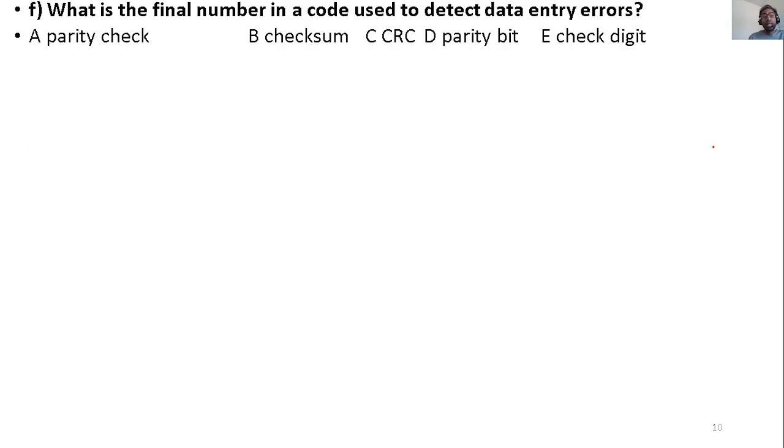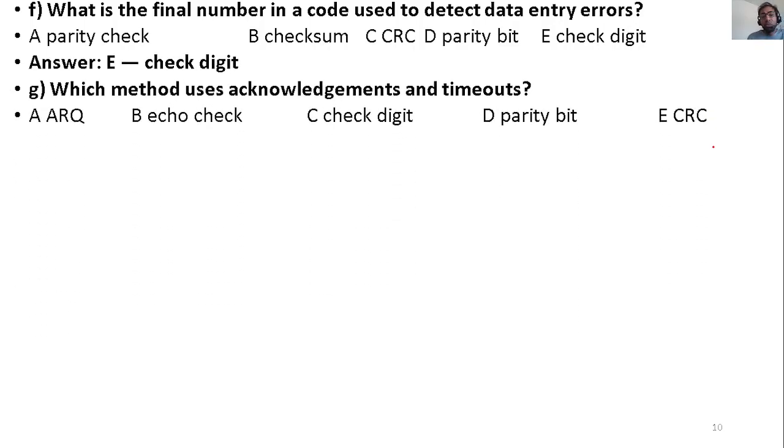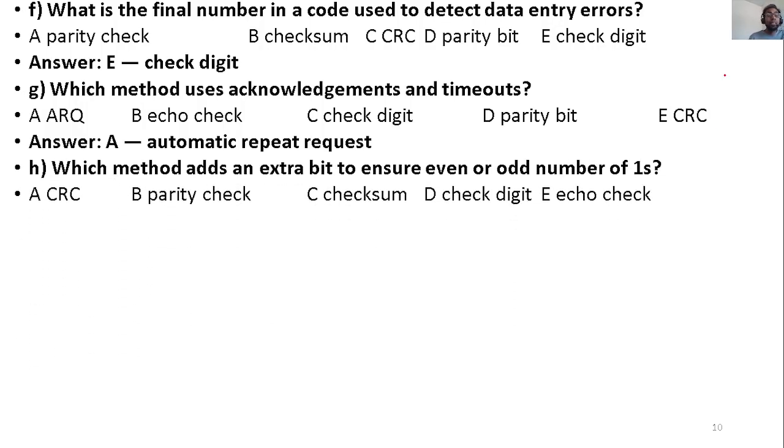Let's do some MCQs. What is the final number in a code used to detect entry errors? That is the check digit. Next: which method uses acknowledgements and timeouts? The answer is automatic repeat request. Which method adds an extra bit to ensure an even or odd number of ones? That is simple, it's a parity check.